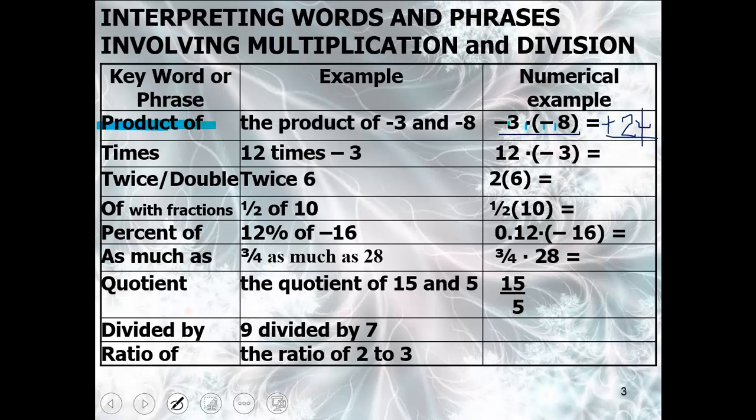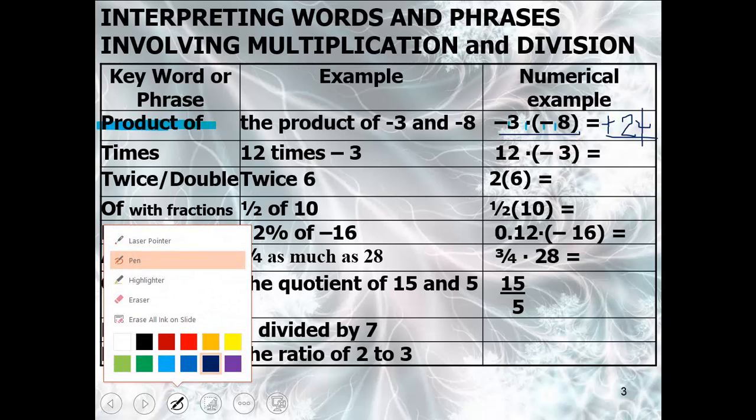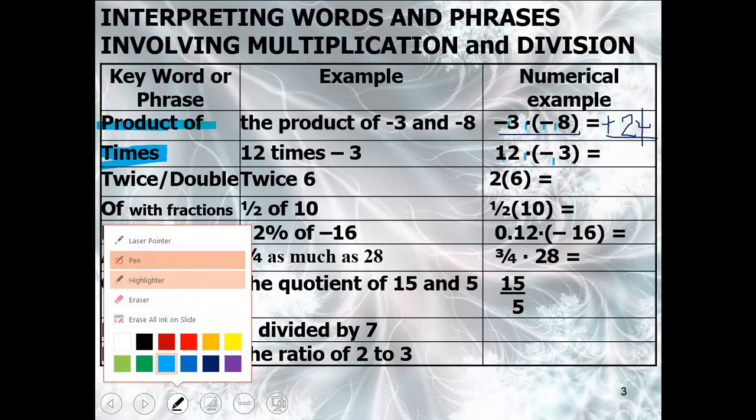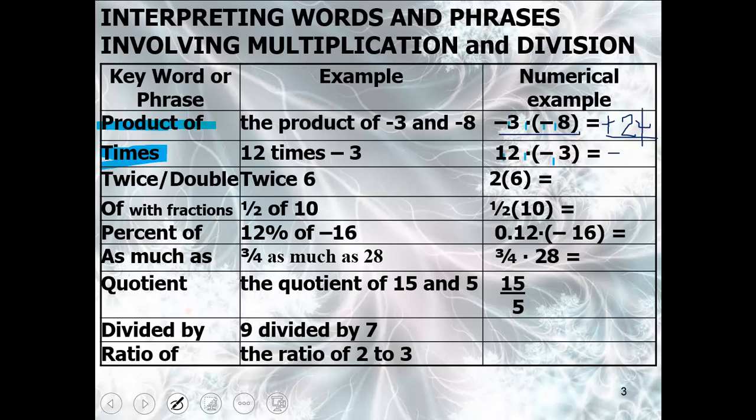Another word that implies multiplication is times. 12 times negative 3. You're going to multiply those 2 numbers together. You have a positive times a negative, which gives me a negative, and then 12 times 3 is negative 36.